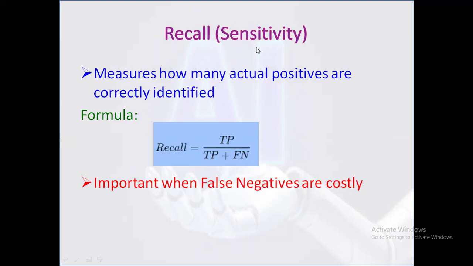Next, recall, another name for which is sensitivity. Recall measures how many actual positive cases are correctly detected by the model. It is computed as true positive divided by the sum of true positive plus false negatives. In the previous case it was false positive, here it is false negative. This you must remember. Recall is critical in safety sensitive domains such as cancer detection, fault monitoring, or security systems, where missing a true positive can have serious consequences. A model with high recall ensures that most real positive cases are captured.